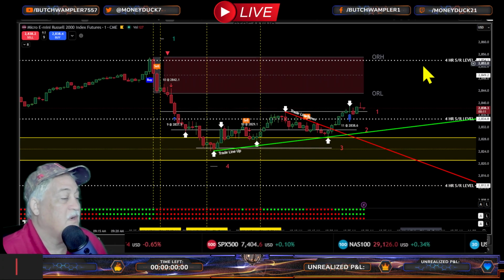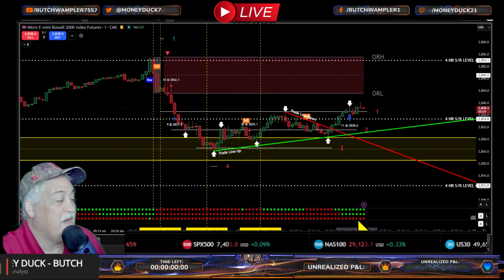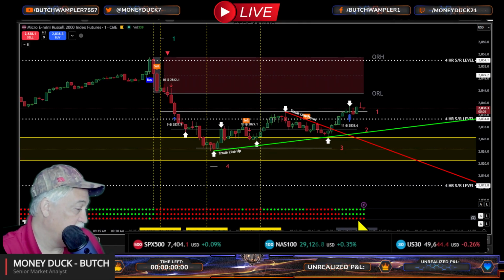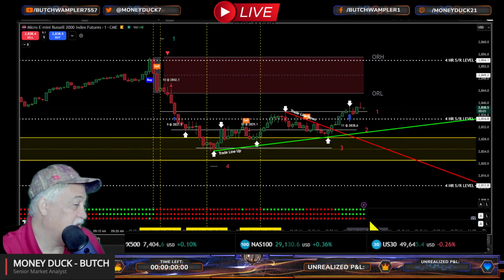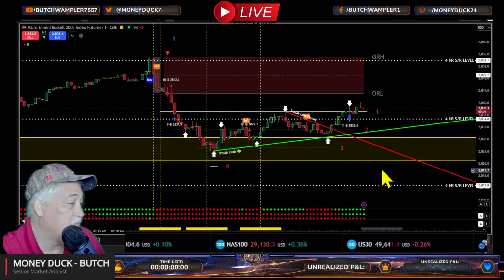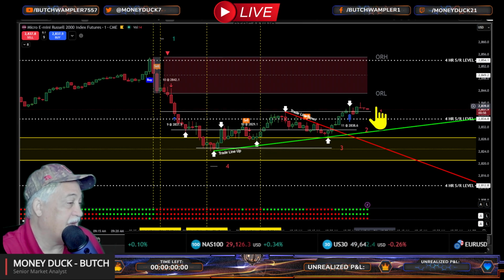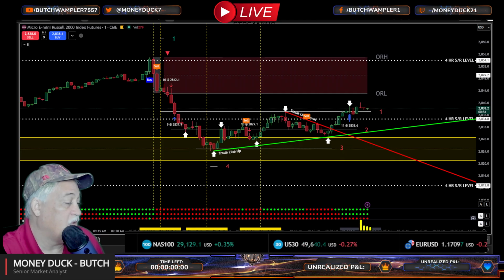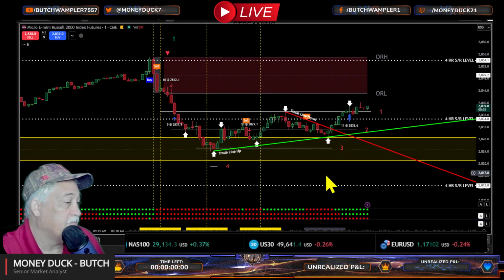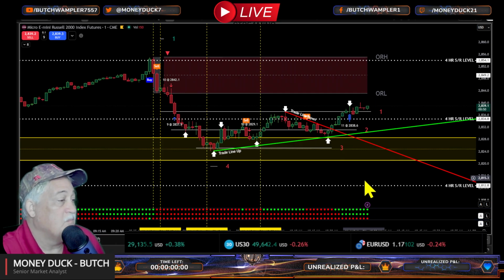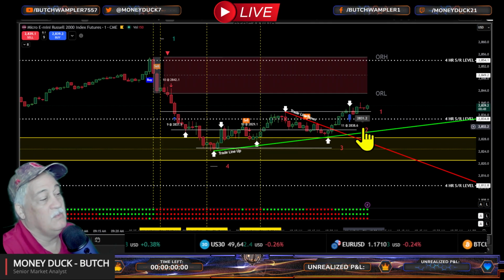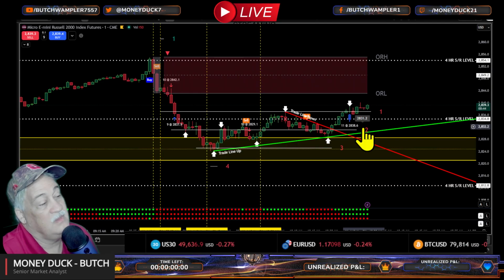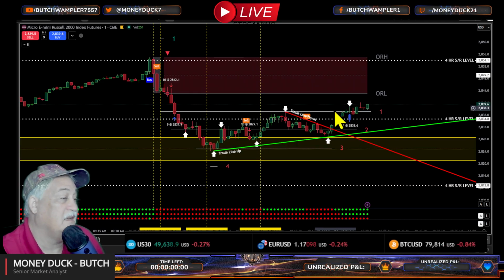Now, in order for this 1 hour to switch over to green, it's going to have to move further up. So even if it pulls back, it's going to have to go further up to give us a green 1 hour bar down there on the bottom. So do we want to take a little riskier trade right now and get in?